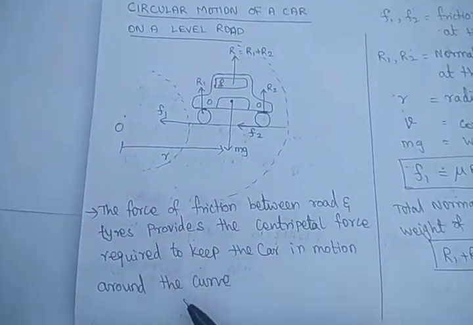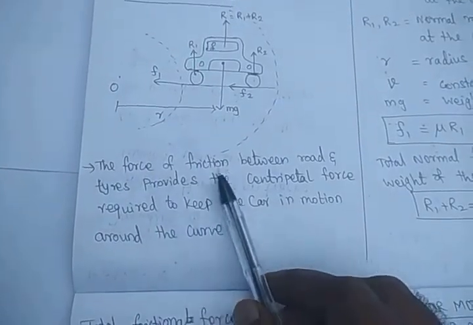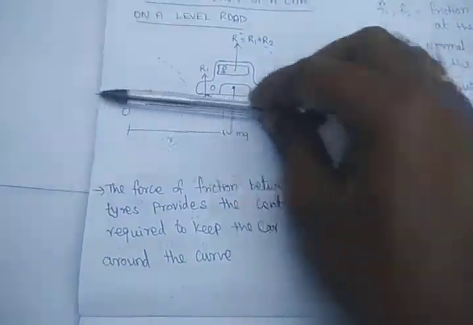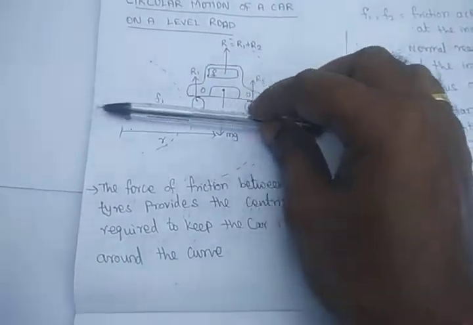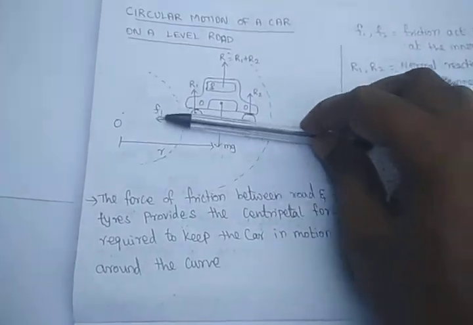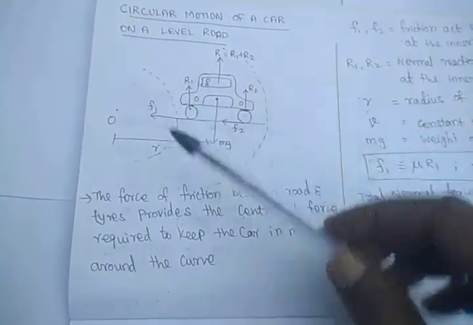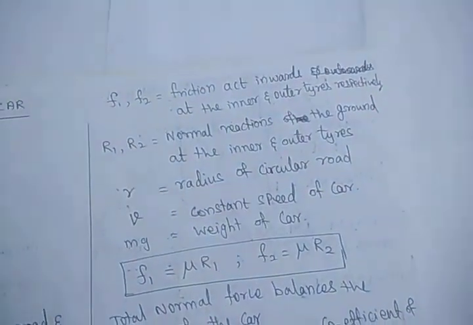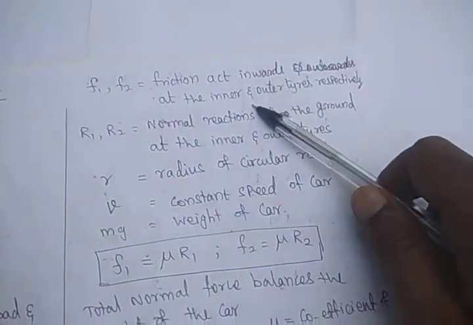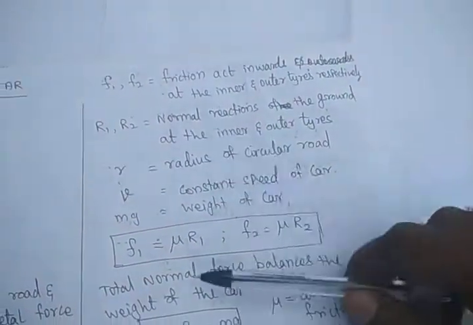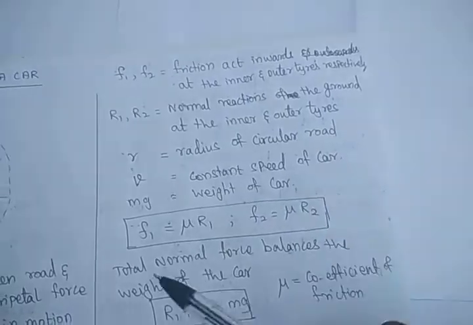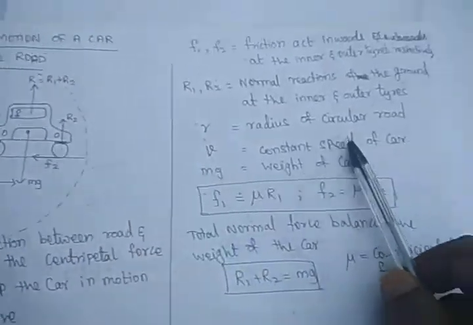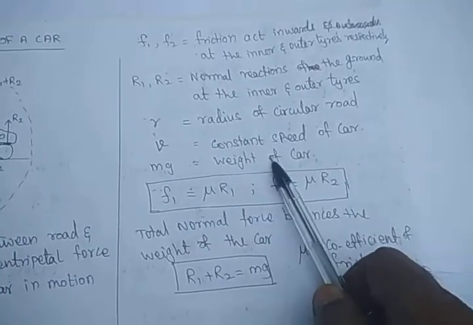Again, I will repeat. The force of friction between the road and the tire provides the centripetal force. That means both the friction forces F1 and F2 act towards the center of the curve, on the inner tire and outer tire. R1 and R2 are the normal forces. r is the radius of the circular road, v is the constant speed of the car, and mg is the weight of the car.